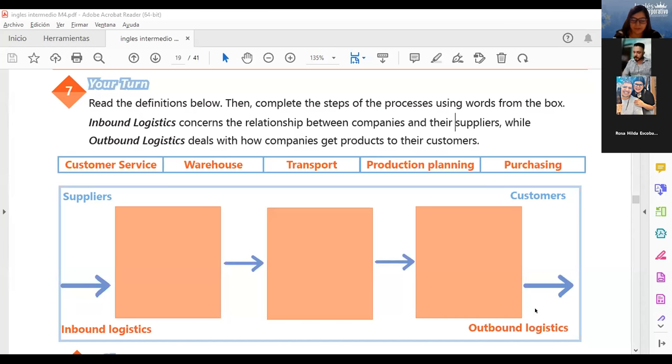Hi, teacher. Hi. So, do you see the screen? Yes, perfectly. Teacher, we need to order the words, right? Yes. You have to put them in the three boxes, beginning with the inbound logistics to finish with the outbound logistics.